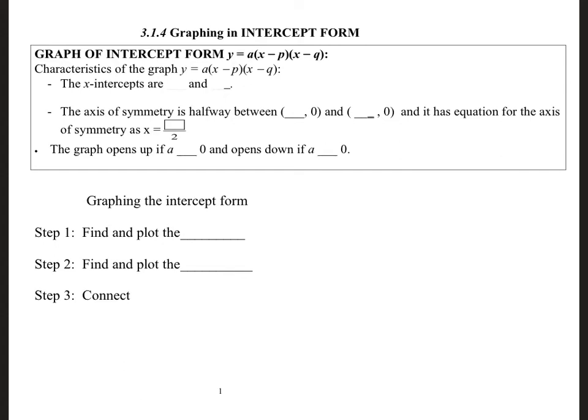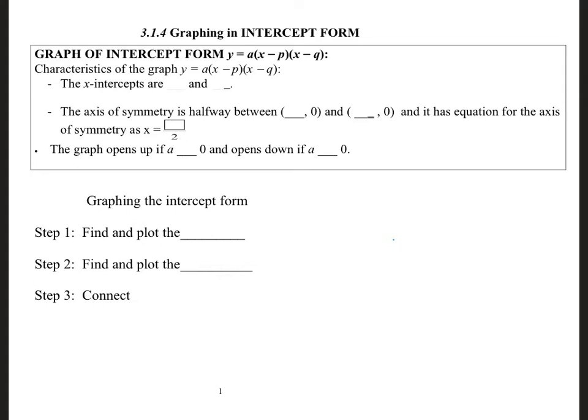In this lesson, we are looking at how to do graphing in intercept form. And this is how the intercept form looks like. So you have a(x − p)(x − q). Note that it has two parentheses. And here, let's look at some characteristics of this kind of graph.